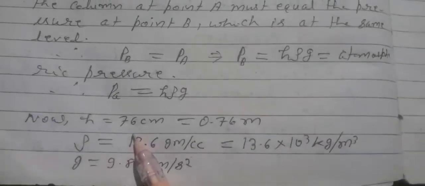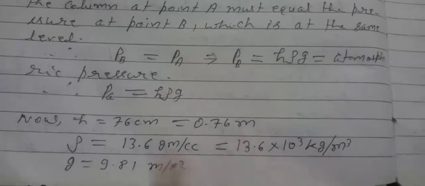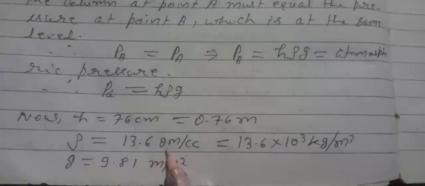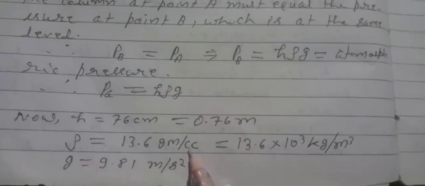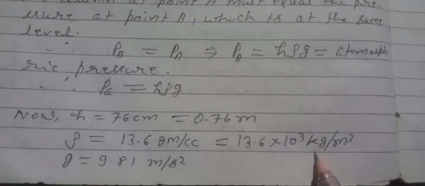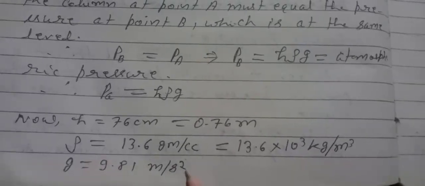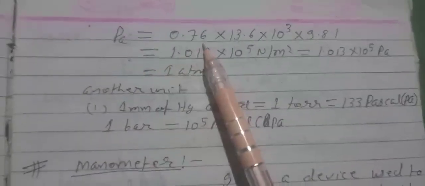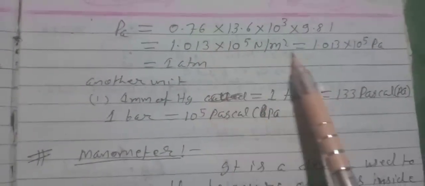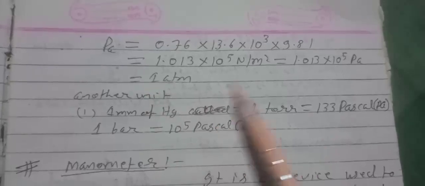Now h equals 76 cm, 0.76 meter, and rho equals 13.6 gram per cc for mercury, equal to 13.6 into 10 to the power 3 kg per meter cube, and g equals 9.81 meter per second square. Putting these values, we get atmospheric pressure PA equals 1.013 into 10 to the power 5 Pascal, which equals 1 atmospheric pressure.